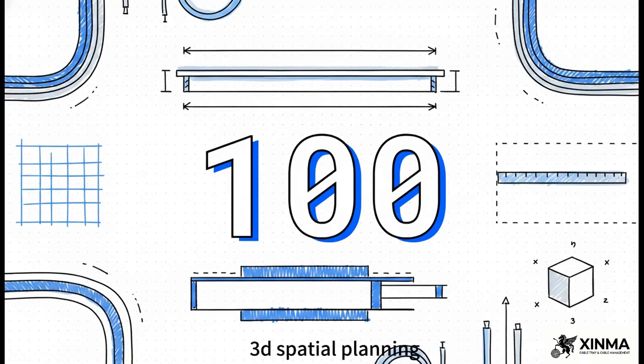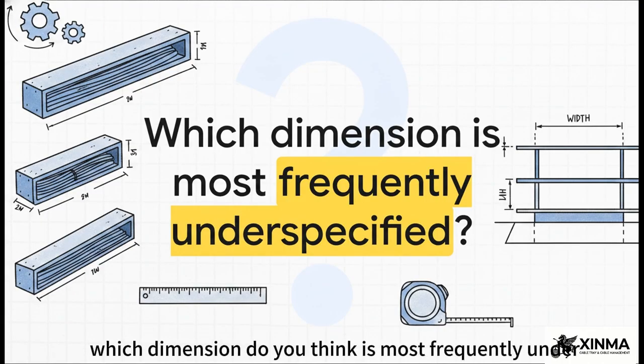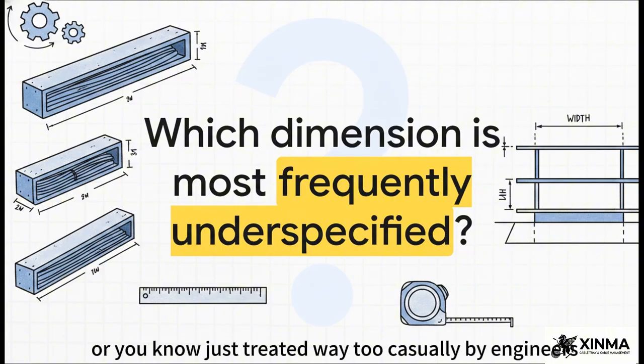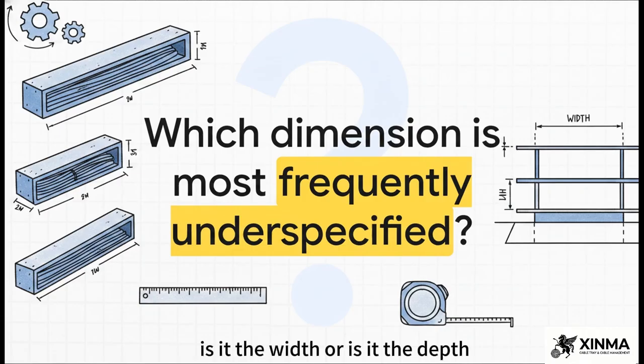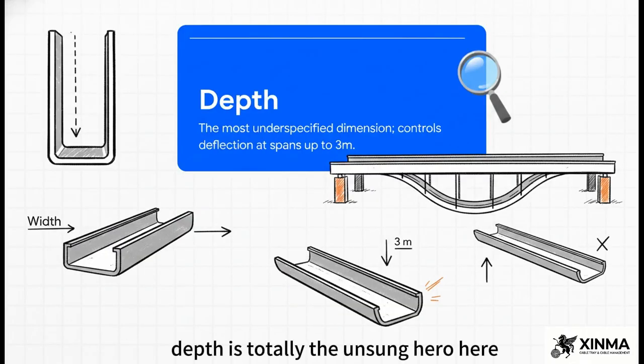Knowing those two extreme limits, here's a quick riddle for you, something we often see out in the field. In daily design and procurement, which dimension do you think is most frequently underspecified or treated way too casually by engineers? Is it the width or is it the depth? If you guessed depth, you hit the nail on the head. Depth is totally the unsung hero here.